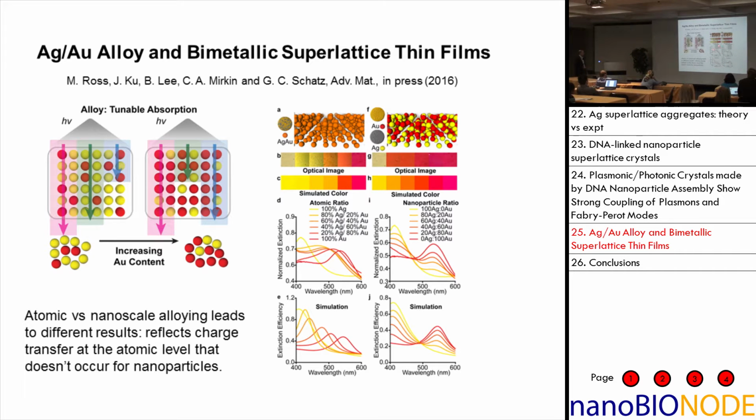On the other hand, when you have the atomic scale alloy, then it turns out you get charge transfer. The gold is more electron withdrawing than the silver, and so even a little bit of gold in this material will make it so that the optical properties are more gold-like than silver-like. And so that's why you get this sudden transition from a silver-like spectrum to one that is more gold-like as you vary the composition. Okay, and so that's basically a different property associated with the atomic scale alloys.